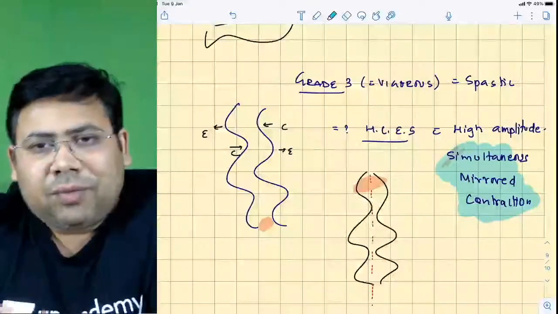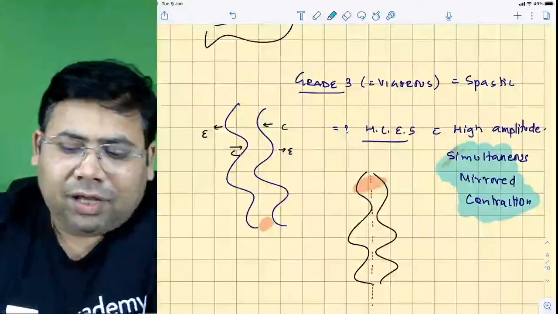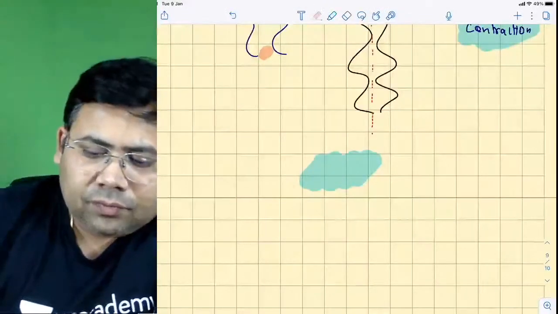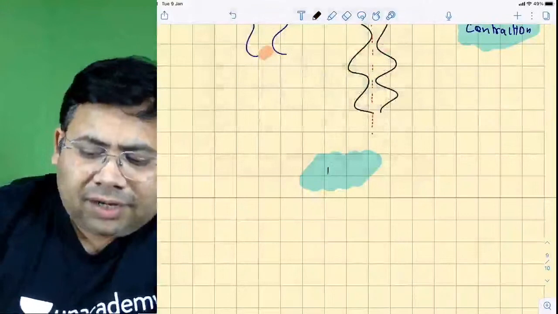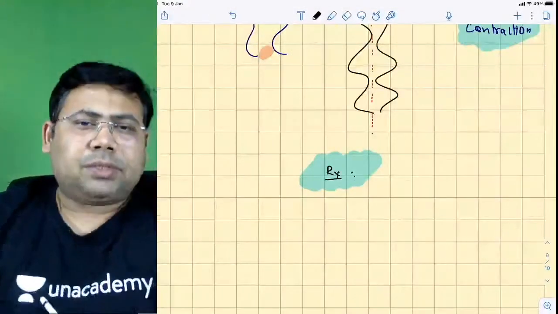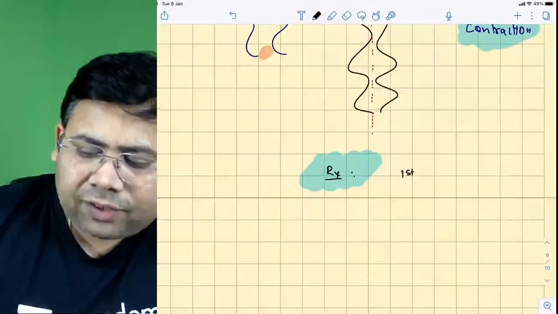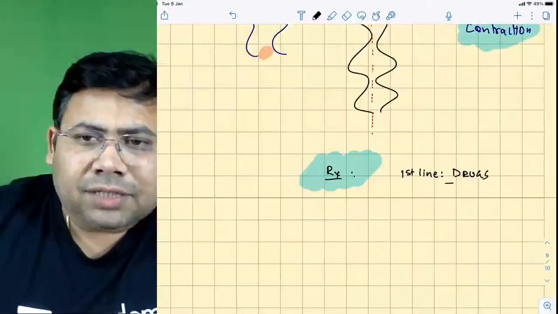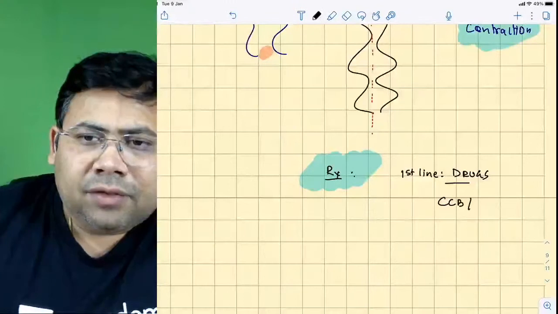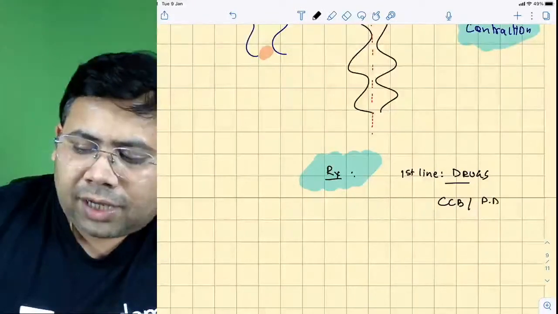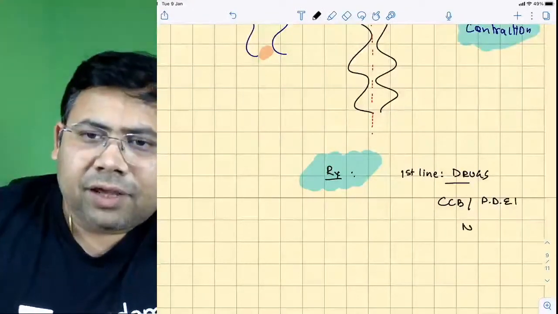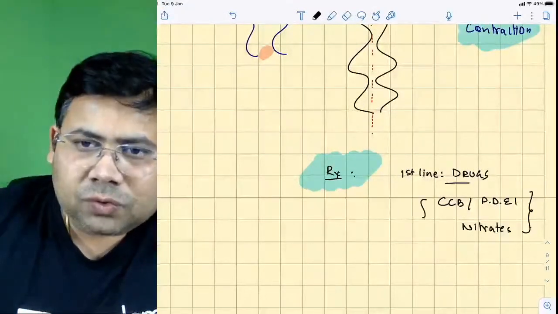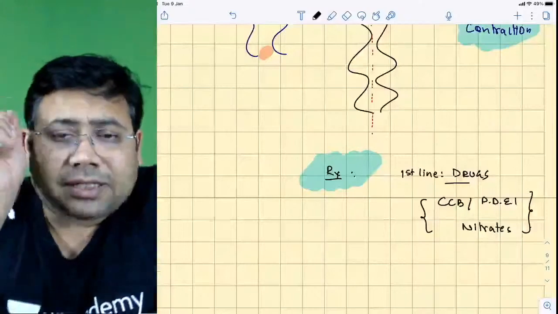You know the treatment, yes, what is the treatment that we have? If you talk about the treatment of achalasia, try to understand, ultimately we have a lot of options. The first line is drugs, which is not very useful. We have calcium channel blockers, phosphodiesterase inhibitors, and nitrates. Amongst them, nitrates are associated with the best results.